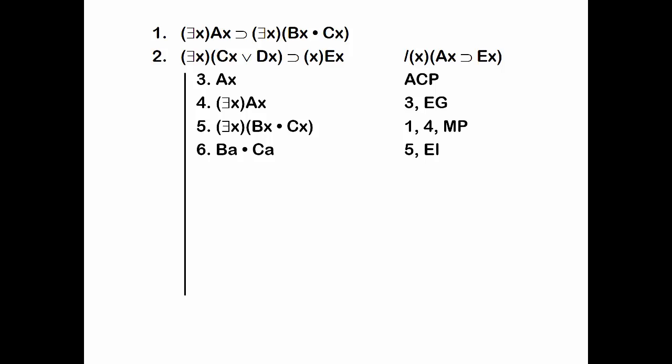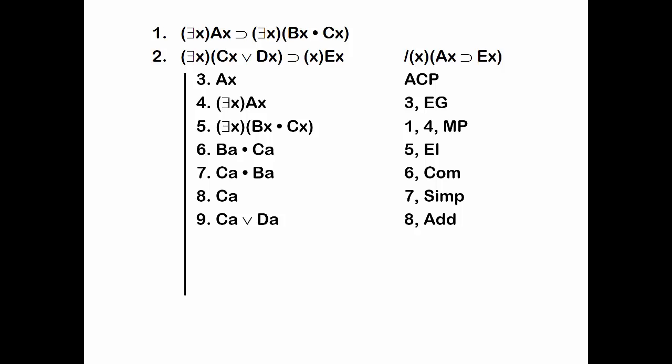And now let's focus on deriving C from that line. Now, it is a conjunction, so we could get it by simplification, but remember, in the system we're using, we need to first apply commutativity and then simplification in order to obtain the C sentence. With this line, now we're in a position to add a D sentence to that C sentence, and now we're in a position to generalize existentially and obtain the antecedent of the conditional in line 2.